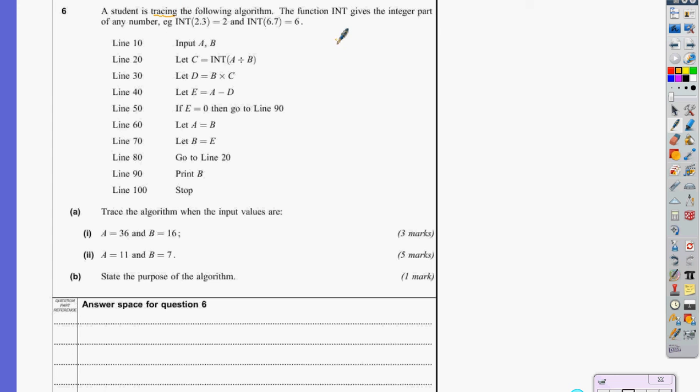So we're going to input A and B. So I'm going to put A and B as one of those things that we're going to have. And then it says, we'll follow it through because we've got to do it for this. So I'm going to input A is 36, B is 16. Then if I follow this through, it says let C be the integer of A divided by B. So I just need a calculator.